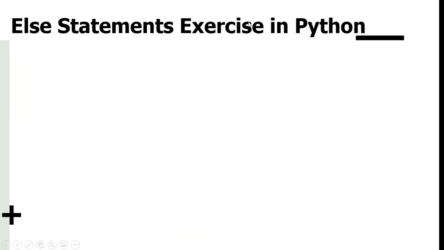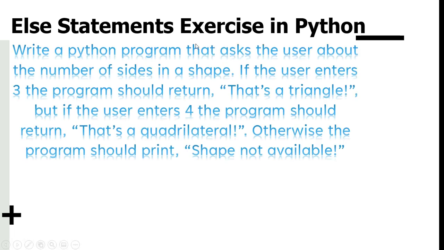Else statements exercise in Python. Write a Python program that asks the user about the number of sides in a shape. If the user enters 3, the program should return that's a triangle. But if the user enters 4, the program should return that's a quadrilateral. Otherwise, the program should print shape not available.